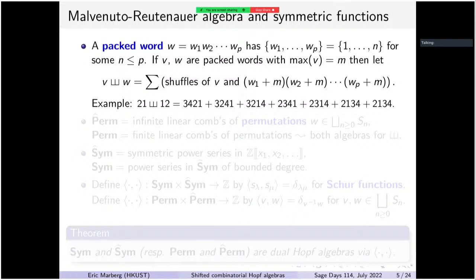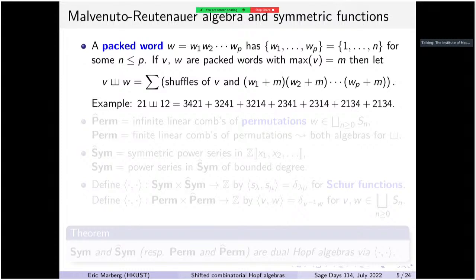Okay, so this is our general setup. Now I want to talk about some specific combinatorial Hopf algebras that are already implemented in Sage. There's this convenient term of a packed word. It's just a finite sequence of integers with the property that the set of letters gives you all of the numbers 1 up to n for some integer n, which is going to have to be at most the length of your word.